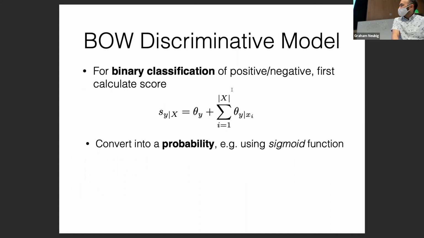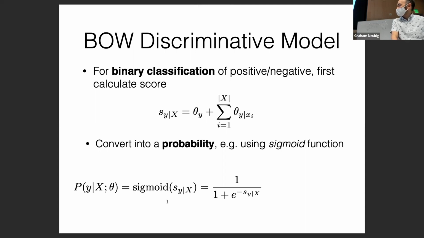So then once we have these, we can convert this into a probability. For example, using the sigmoid function. And the sigmoid function is a function that takes this shape, but maybe the more important thing is that it looks like this.